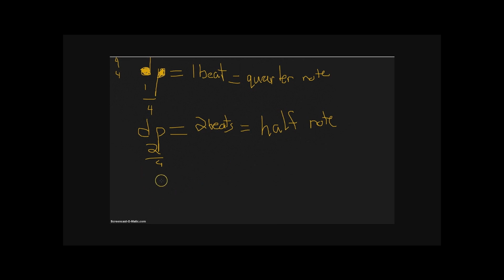And then, I'm not going to go over dotted halves too much, but if you see something like this with a dot next to it, it's like a half note with a dot next to it. This is equal to 3 beats, and it's called a dotted half note. I'm just going to say dotted half. Alright, so that's that.